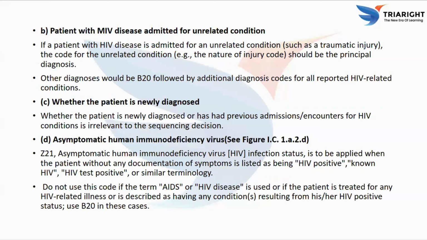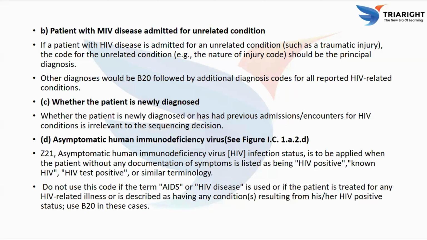So next is a patient with HIV disease admitted for an unrelated condition. So what is the key rule? If a patient already has HIV disease, B20, but is admitted for something which is not related to HIV, then what is the principal diagnosis? The unrelated condition, for example fracture, pregnancy, appendicitis, or motor vehicle accident injuries. So what is the secondary diagnosis? B20, because the patient has HIV disease. So what are the additional codes? You add HIV related conditions, if any, but only if they are treated or affect the care.